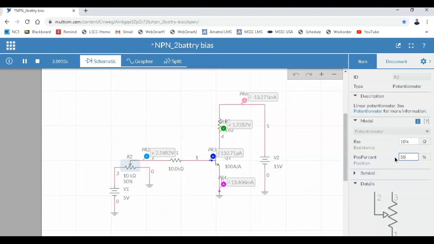Is the transistor dropping 15 volts? Is it dropping 100 millivolts? So what region are we in? Active region. So we're operating within the active region, right? Now if I come over here and reduce this, let's say I go to 25%.